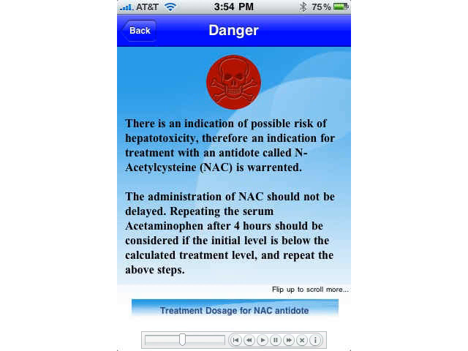The administration of NAC should not be delayed. Repeating the serum acetaminophen level after 4 hours should be considered if the initial level is below the calculated treatment level, and repeat the above steps. The physician then may go to the treatment dosage with the antidote NAC.